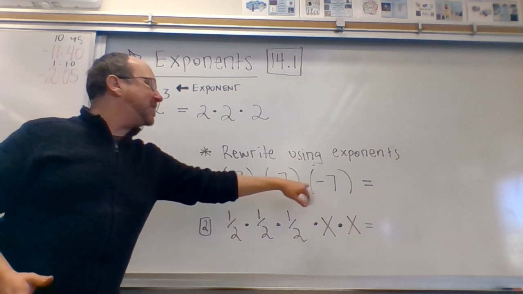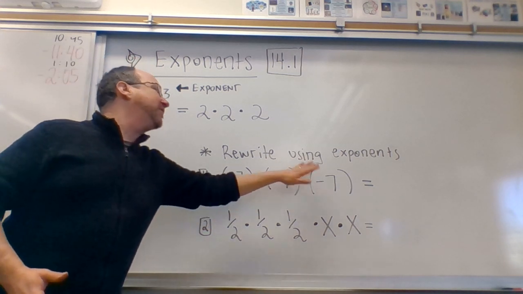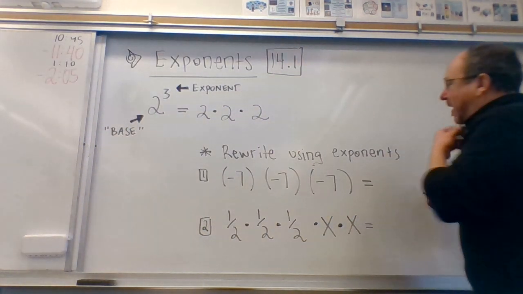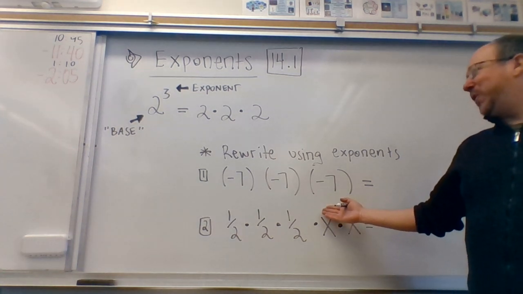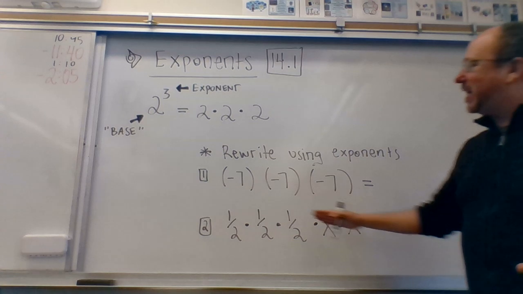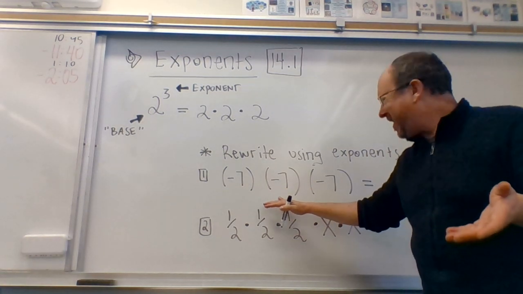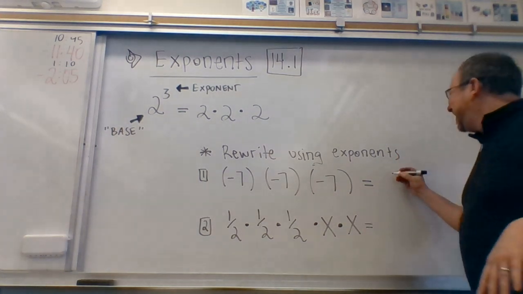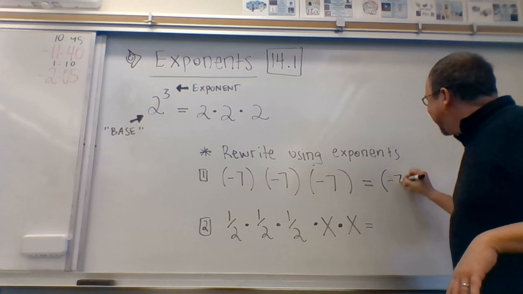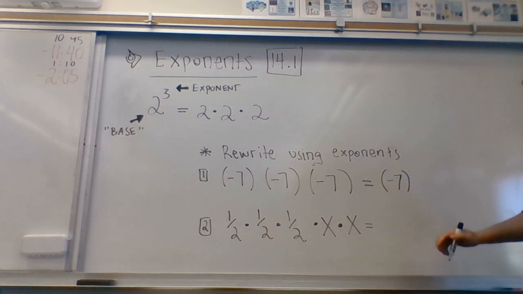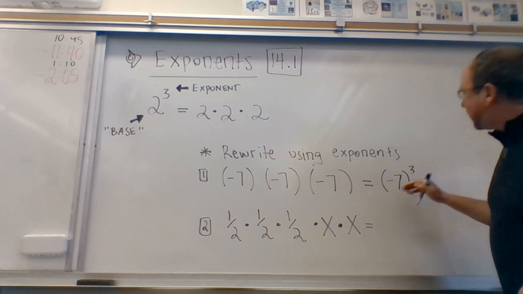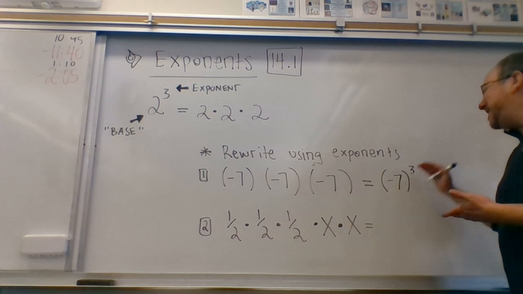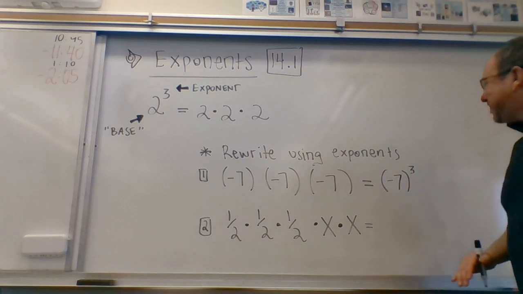So what is negative 7 times a negative 7 times a negative 7? How would we rewrite that? So we'll start with that one. It's not asking us to solve it, like a negative 7 times a negative 7 would be 49, times a negative 7 would be 343. It's not asking that. It's asking to rewrite using exponents. This is what it wants: negative 7 to the power of 3. Negative 7 multiplied by itself 3 times. So rewriting it here, negative 7 is the base, 3 is the exponent.